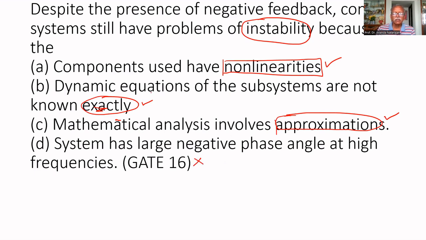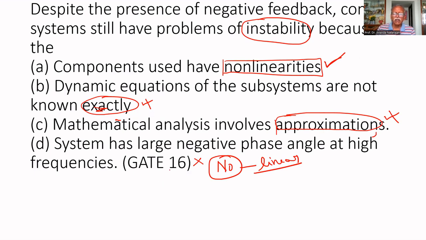That's why if you assume that the system equations are exactly known, let us assume that they are exactly known. Therefore, this is not the reason. Let us assume that there are no approximations. Then this is also not the reason. Therefore, the nonlinearity is the reason because no system in the world is perfectly linear.